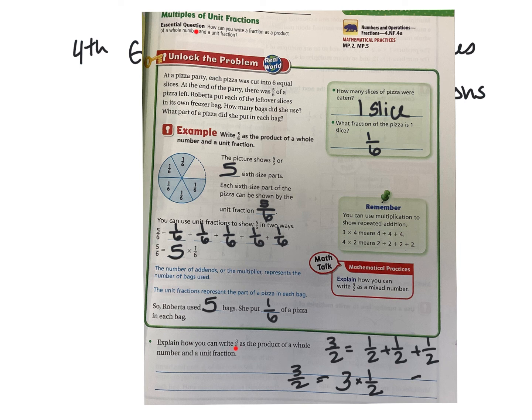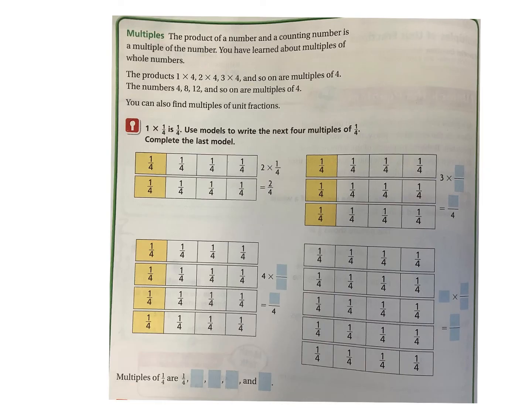So they said, explain how you can write 3/2 as a product of a whole number and a fraction. And the unit fraction addition is this one. So those are the 2 ways to do it. Let's look at the next page. It talks to us about multiples. We worked on multiples in chapter 5.